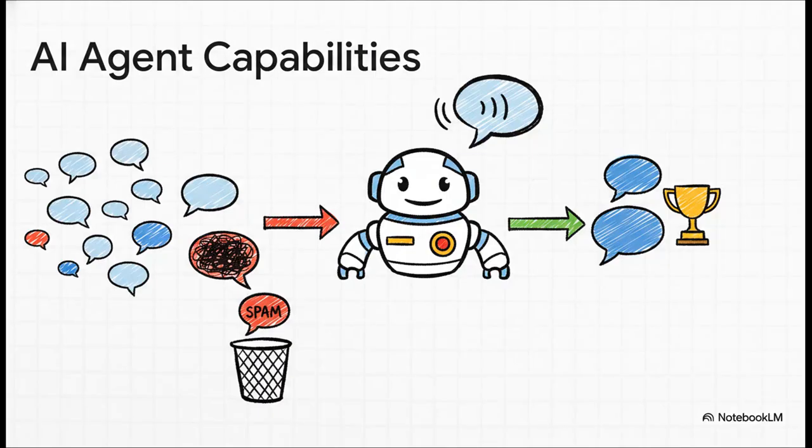And we're not talking about simple bots here. These are like digital employees. They use natural language processing to actually understand the context of a situation. You can give them a goal, and they'll figure out the best steps to get there. You could literally deploy a community mod agent to watch your Discord, filter out spam, and reward good behavior, all by itself.